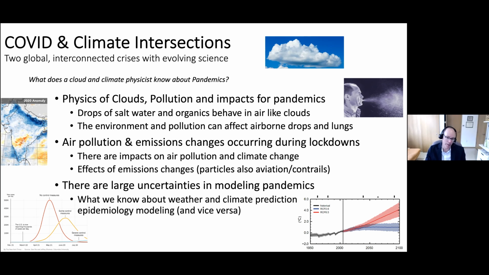These particles, whether they be from the surface or also from aviation and contrails, actually have small effects on climate. And then the other thing is, being somebody who's spent a lot of time trying to understand both weather and climate modeling, we think a lot about uncertainty and we think a lot about the future. And there are large uncertainties in modeling pandemics, as we've all understood in the last couple months. And what we know about weather and climate prediction can actually teach us a little bit about uncertainty in epidemiological modeling and vice versa. So I'm going to touch on some of those aspects in the talk today.